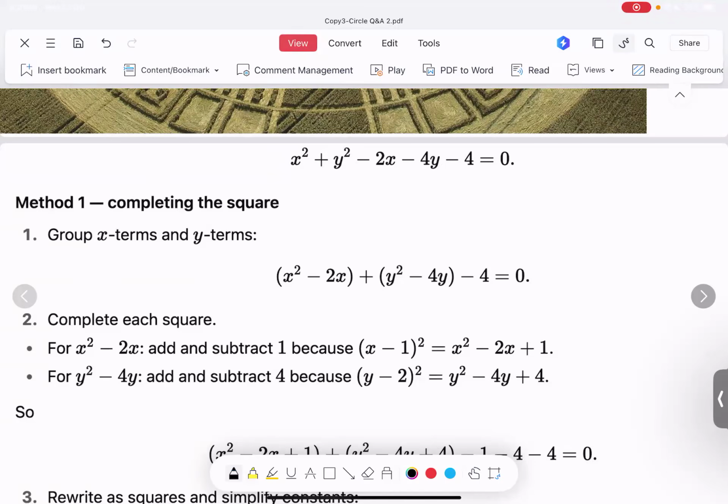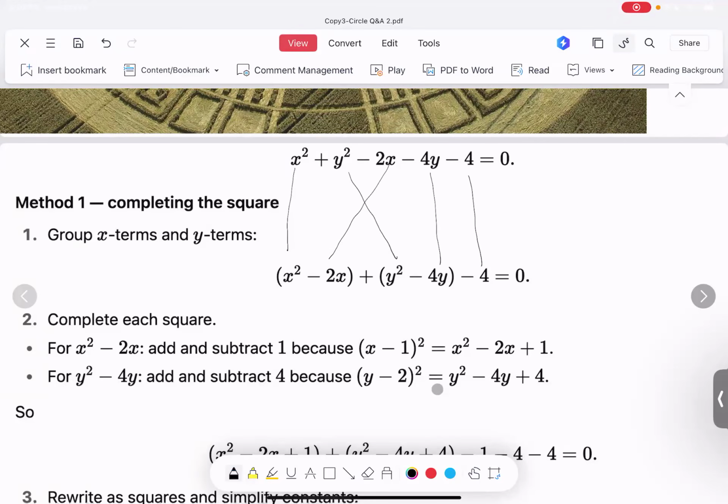Method number one is by using completing the square. First, you are going to group the x term and the y term. So you take this one and this one together, and then this one and this one together, and then this one put here. After you group them, for x squared minus 2x, you add and subtract 1 because you're going to change it into this bracket form. And then next is y squared minus 4y. You add and subtract 4 because of this one.